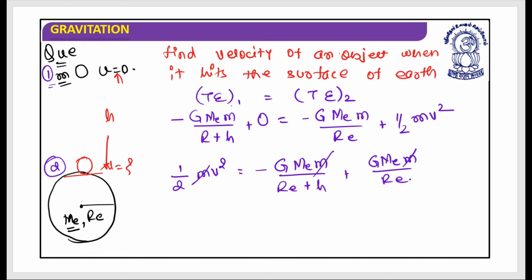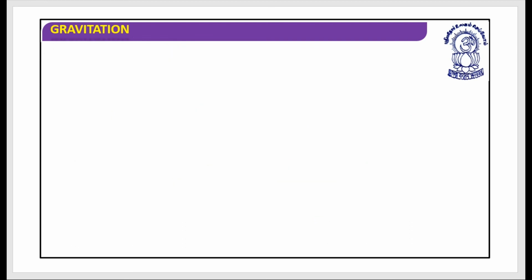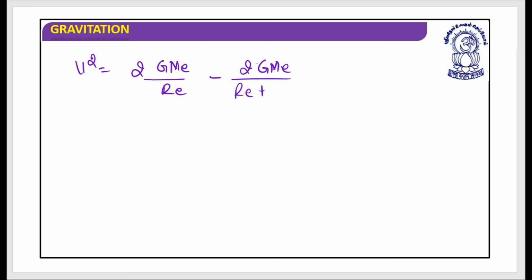So this mass, this mass, this mass has been removed. This could be written as v square by 2 equals GME by RE minus GME divided by RE plus H. So this v square could be written as 2GME by RE minus 2GME by RE plus H. This will be the answer. I hope this is clear.